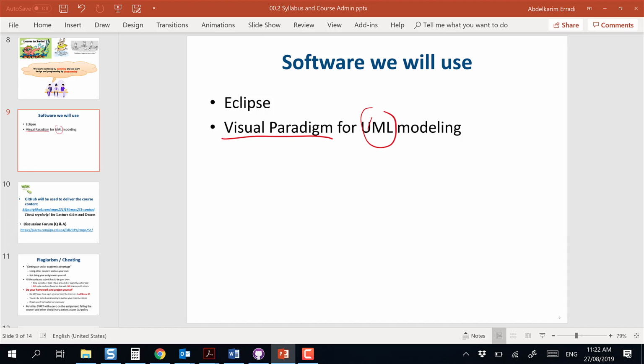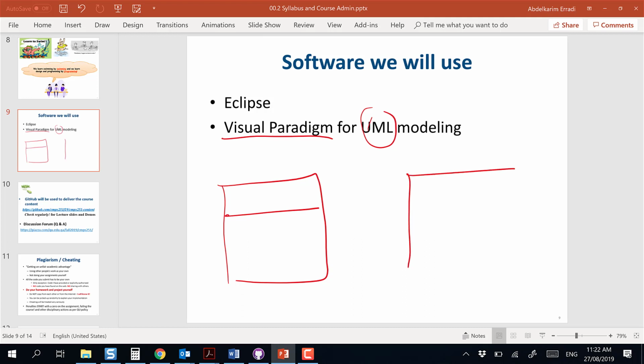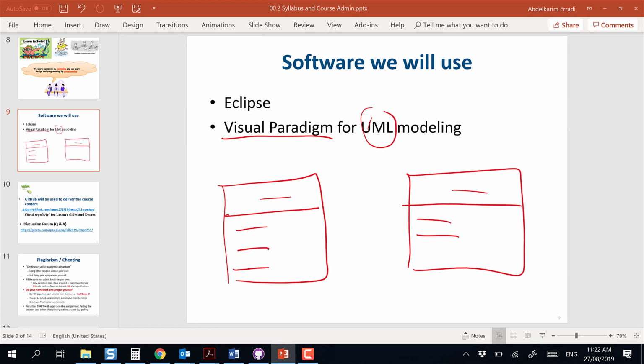Because, by the way, just to give you an idea, I don't want to scare you. We will see some diagrams like this. This is a class, and there's another class. It has some name and some attributes. And these classes have some relationships between them. Maybe one-to-many relationship. Something like this. This is called a class diagram.